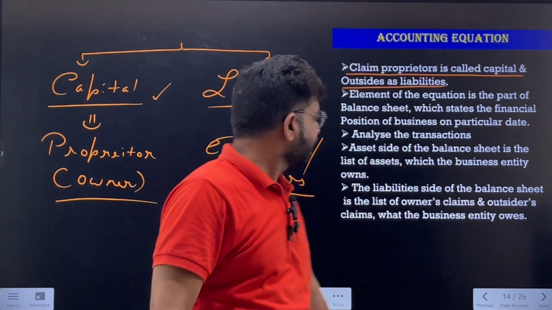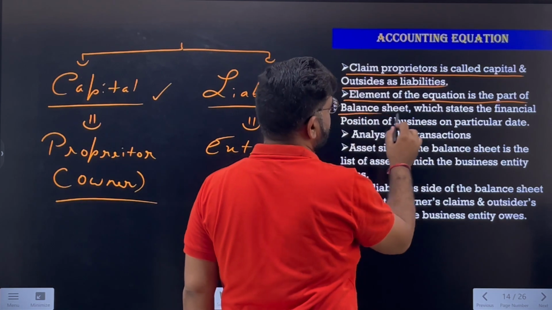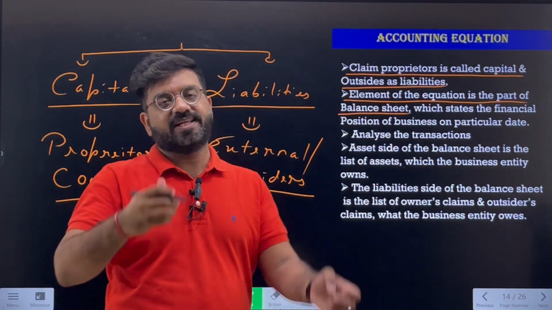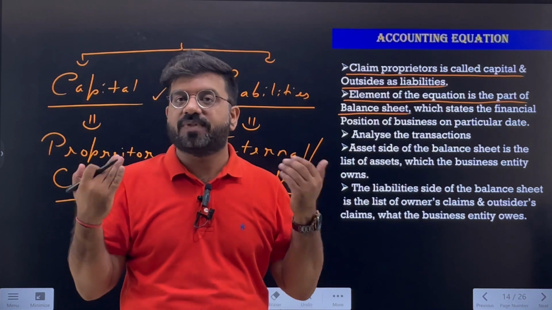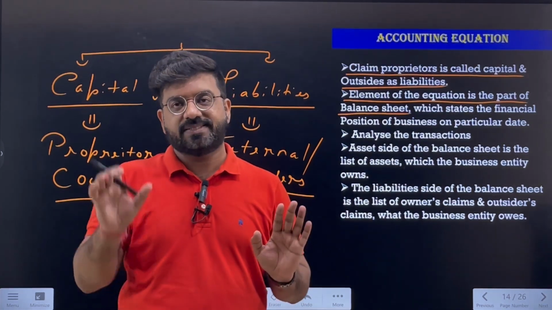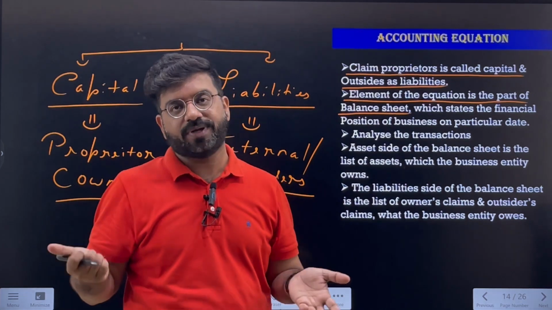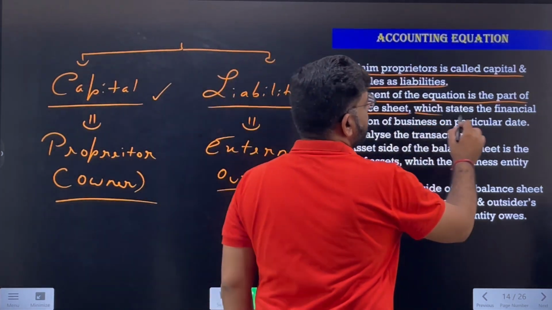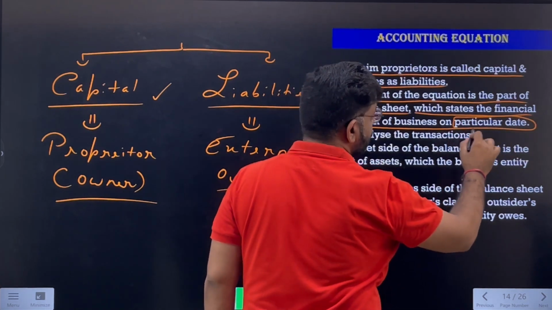Okay, next. The elements of the accounting equation are part of the balance sheet. Obviously, we just saw the balance sheet has two items, assets and liabilities. So the accounting equation is derived from that balance sheet itself, which says that all the assets will always be equal to liabilities and the capital itself. Okay, next, which states the financial position of the business on a particular date.